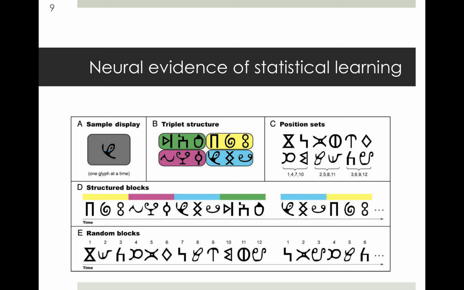People are given these structured blocks to learn over time in a serial reaction time test, and then they're given some random blocks. Those random blocks, compared against the structured blocks, are a useful index of learning.